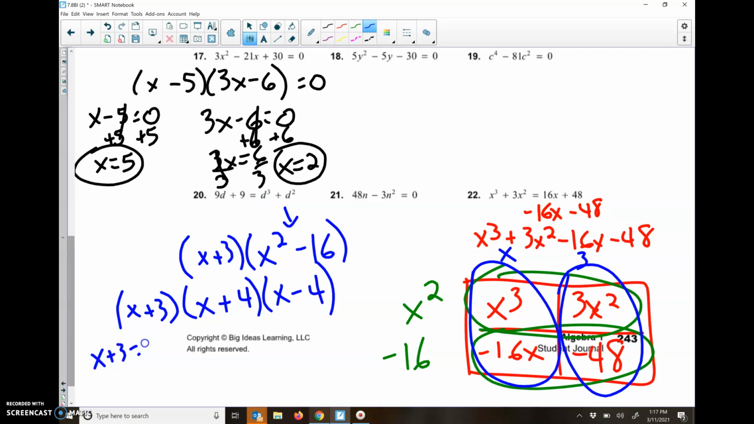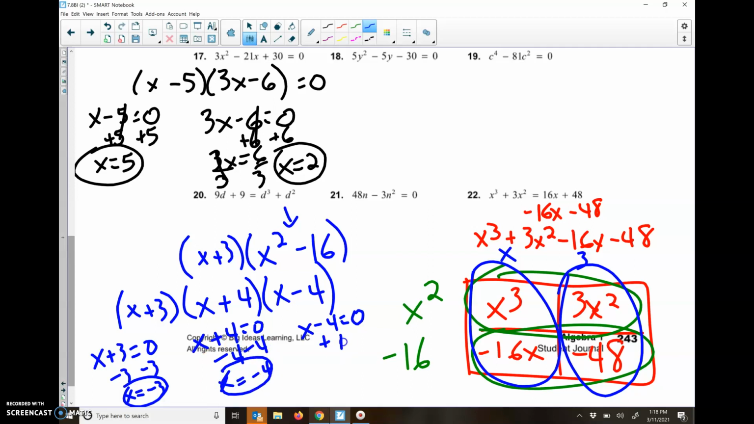So x plus 3 equals 0. x plus 4 equals 0. x minus 4 equals 0. And then you're just doing the one step of math, subtract 3. So one answer is x could be negative 3 to make the equation equal 0. Subtract 4. So x could also be negative 4 to make the equation equal 0. And x could be positive 4. Those are your 3 possible answers where if you plug those in, your equation would end up equaling 0.